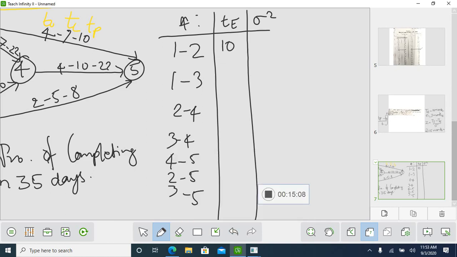10. 1 to 3, 9. 2 to 4, 9. 3 to 4, 8. 4 to 5, 11. 2 to 5, 7. 3 to 5, 5. So this is all your expected time.